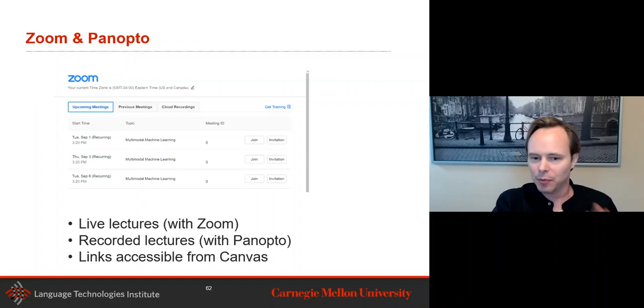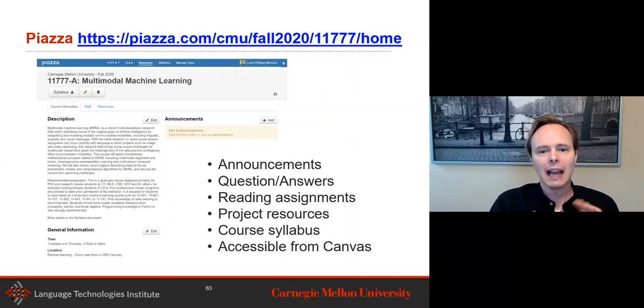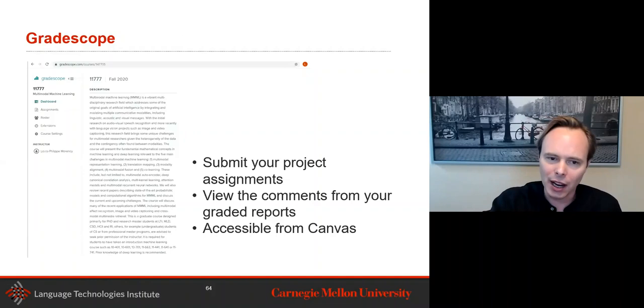In Piazza, this is probably the core of what we will use. We'll use Piazza for any announcements, any questions you have, and also the reading assignment and the study groups. We will put the project instructions and course syllabus there. Gradescope is what we use for your project assignment reports. This is where you will submit them.